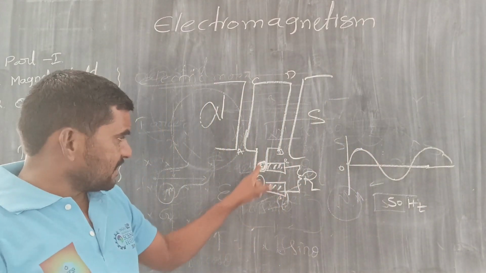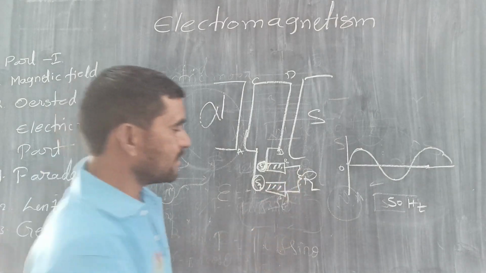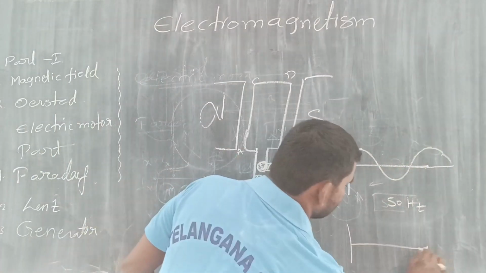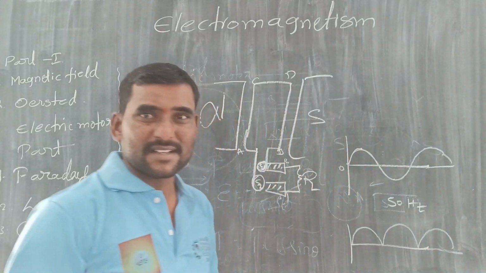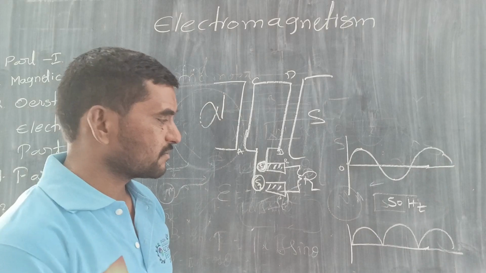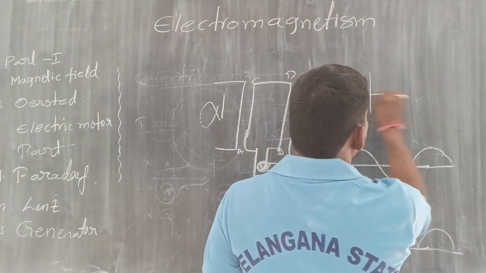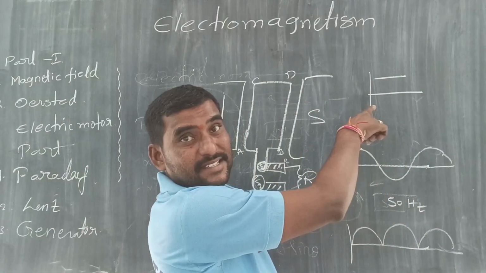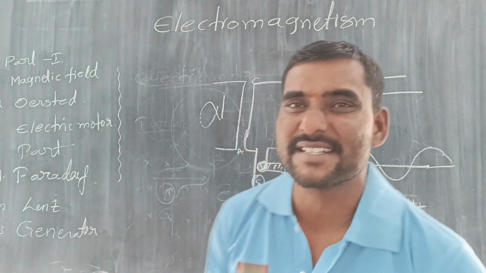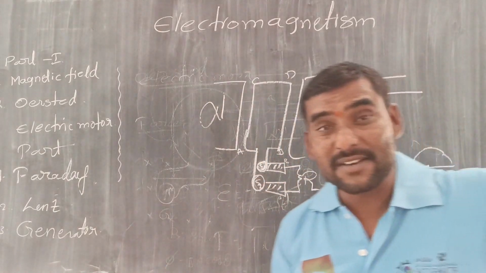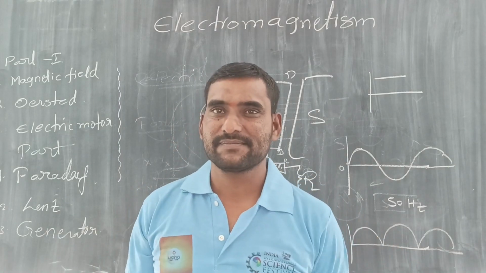If you want to change, instead of slip rings, if you take half-ring commutators, the reversed half of the current will come like this. This is the DC current. Its frequency is 0 because it is a same line. So in the examination they ask like this: this current is called DC current, frequency is 0. This is AC current, frequency is 50 Hz in India. That means in 1 second it changes direction 100 times.